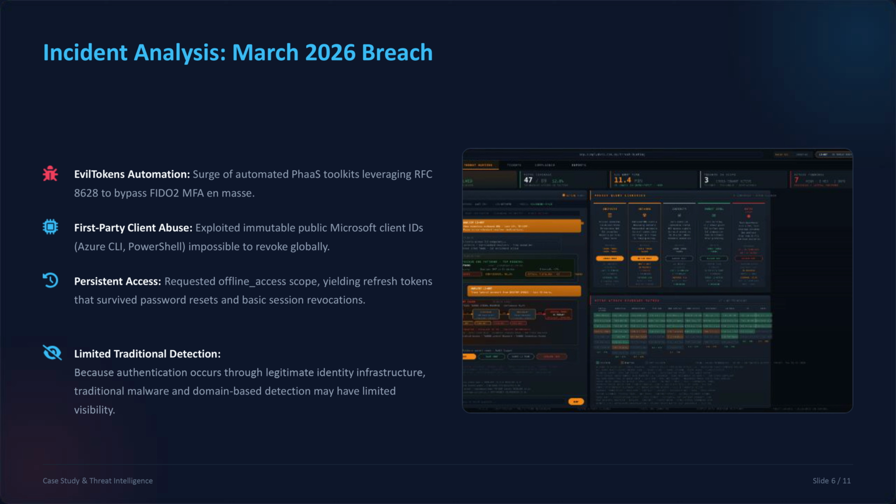The attacker can use the resulting token to make requests as the compromised identity, depending on the permissions granted to that identity. Refresh tokens can also be particularly valuable because they can allow continued access without requiring the attacker to repeat the original authentication process. This is why token security is increasingly important.